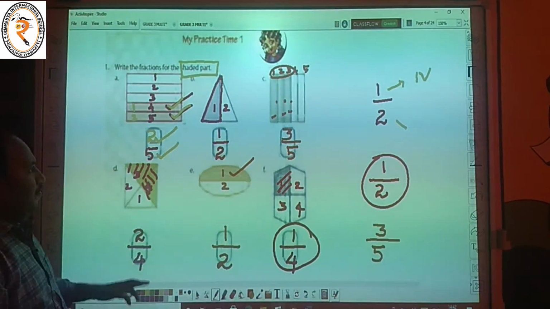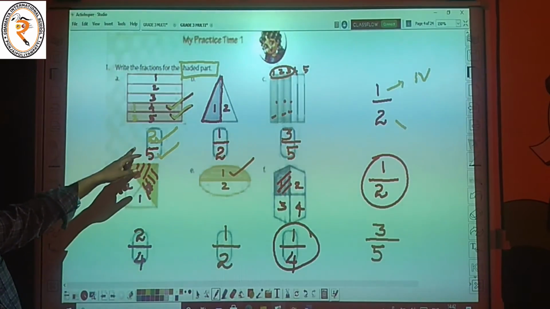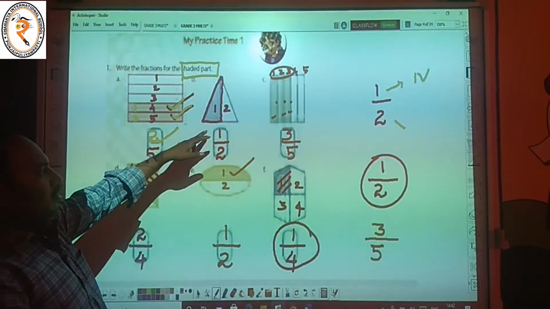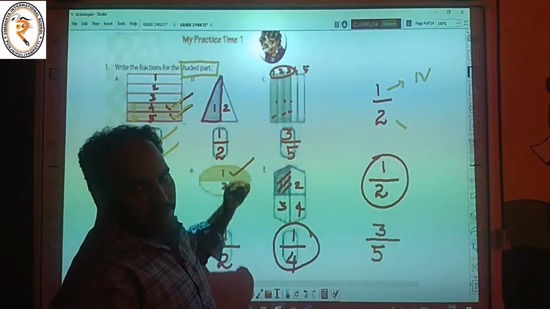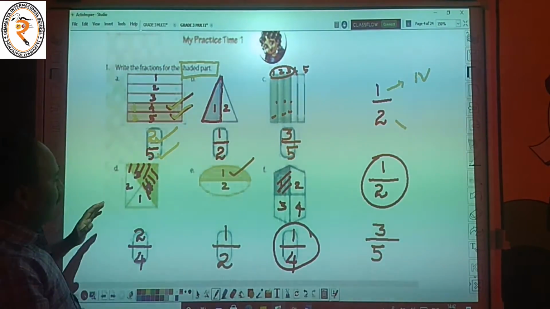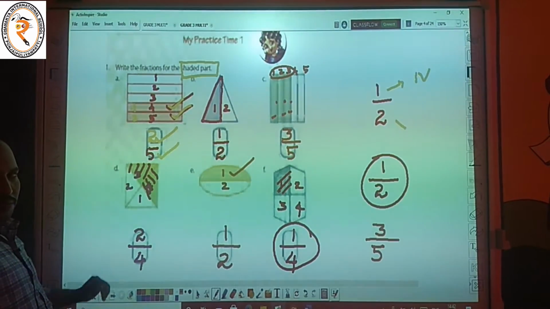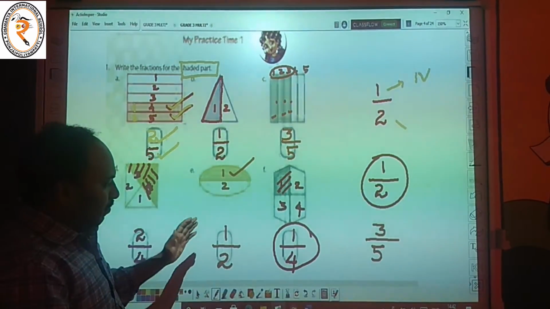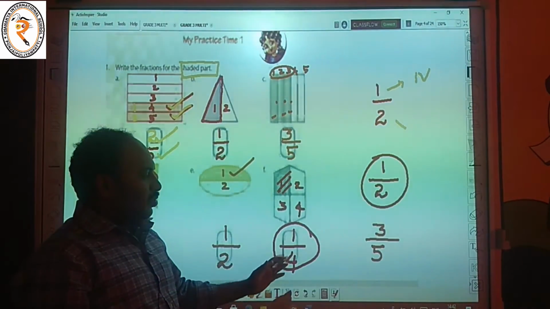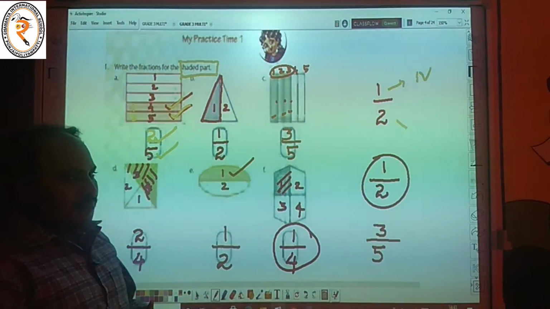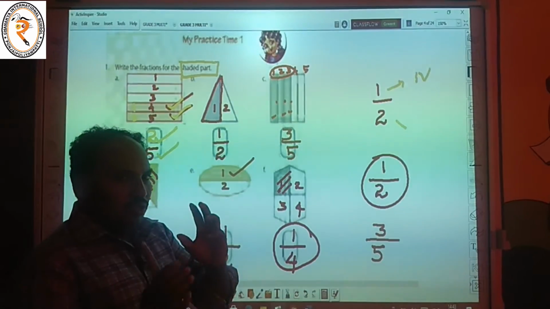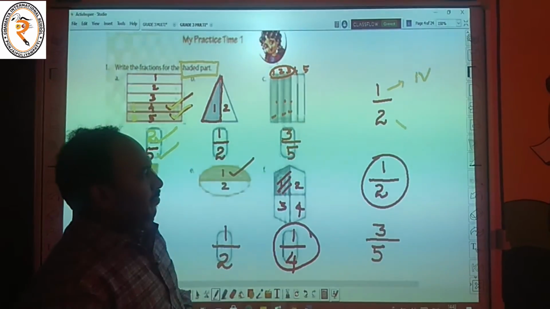Listen here. First one 2 by 5, second one 1 by 2, third one 3 by 5, fourth one 2 by 4, fifth one 1 by 2, sixth one 1 by 4. Note that something like this is not called a fraction. Fraction means part of whole.